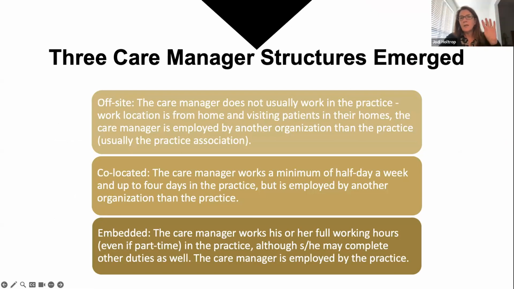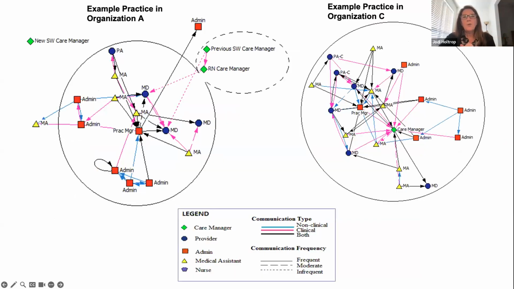So the offsite is the care manager is not in the practice. The co-located is they're in the practice some of the time, but they actually work for a different organization. And the embedded means they work for that practice and they're in that practice. So this is what you get from social network analysis.